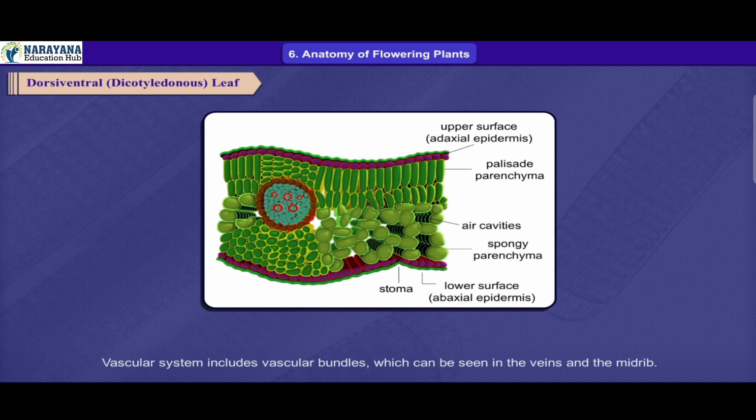Vascular system includes vascular bundles, which can be seen in the veins and the midrib. The size of the vascular bundles is dependent on the size of the veins. The veins vary in thickness in the reticulate venation of the dicot leaves. The vascular bundles are surrounded by a layer of thick-walled bundle sheath cells. Look at the figure and find the position of xylem in the vascular bundle.